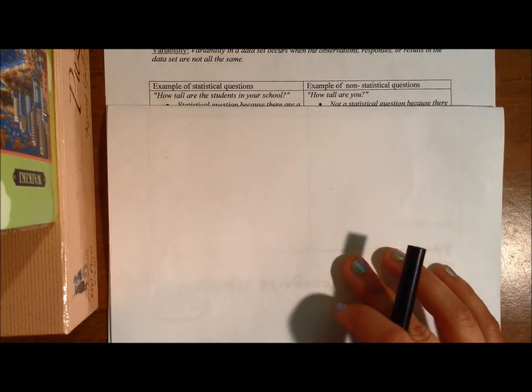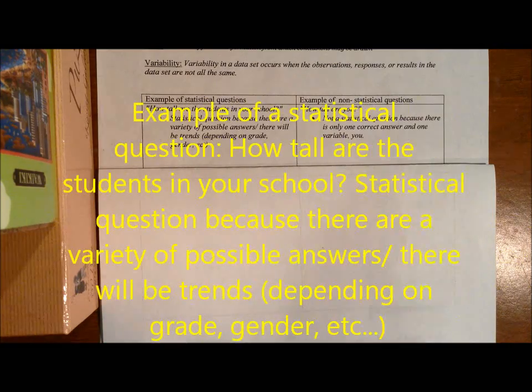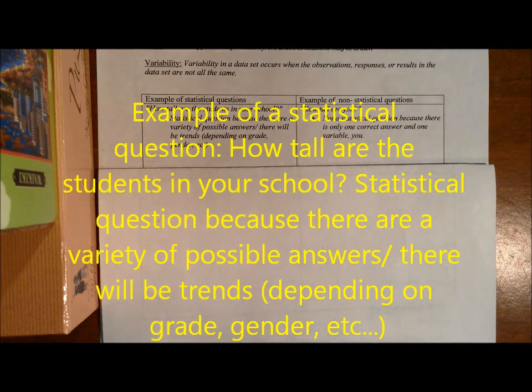Right now, I'm going to give you two examples of a statistical and a non-statistical question. And this is for your grid. So you have that grid that you should have drawn. So an example of a statistical question would be, how tall are the students in your school? This is a statistical question because there's a variety of possible answers, and these answers will have trends. So when I say a variety of possible answers, that basically means everybody has a different height. So there's going to be a different representation of heights depending on the student.